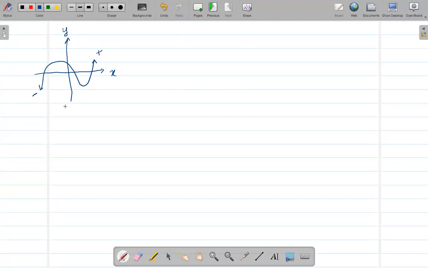Then we can say this graph has odd degree, which means the function might be something like this. Odd degree means the highest degree is going to be an odd number, let's say 3. I'm just writing a random equation. What I'm trying to say is the function is going to be odd degree.